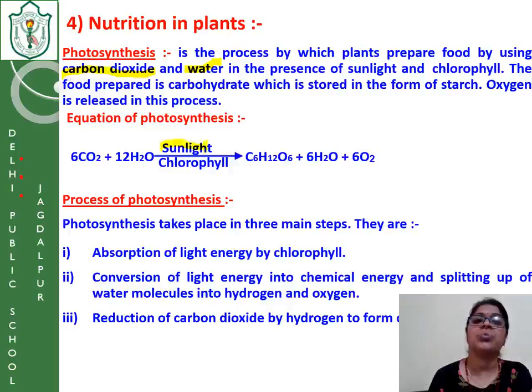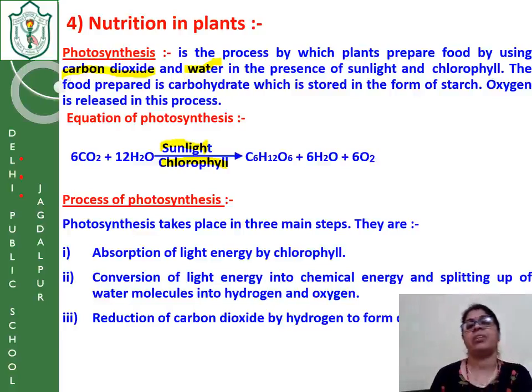These are the two important elements for photosynthesis. In the sunlight, the sunlight gives the solar energy. This solar energy is trapped by the chlorophyll, which is present in the chloroplast. So the solar energy gets converted into chemical energy to combine these two.